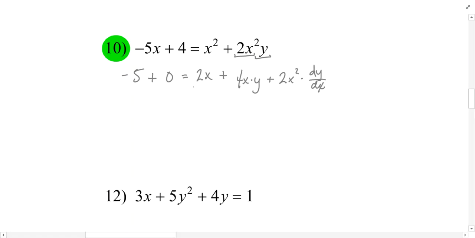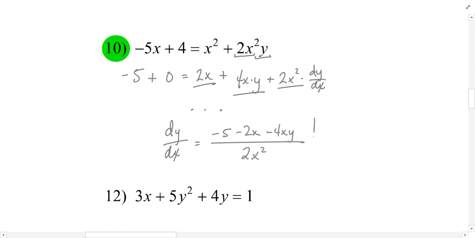Well, it looks to me like I can subtract 2x. I could also subtract 4xy and then divide by 2x squared. And in those three steps, I'd be able to isolate dy dx. So since we're in calculus now, and I trust that your algebra is pretty strong, we don't need to show all these intermediate steps. We can do them all in one shot. So we've got this negative 5, take away 2x, take away 4xy, and that entire group is being divided by 2x squared. And I think that would be a good differential in terms of x for y.